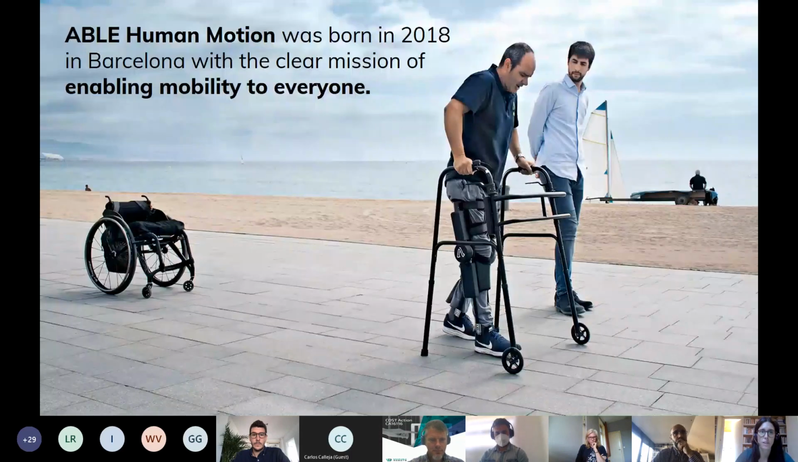First, let me give you a very brief introduction about ABLE. ABLE Human Motion is a startup that was born in Barcelona in 2018 as a spin-off of the Research Center in Bioengineering of the UPC University. Our mission is to enable mobility for everyone through the development of easy-to-use and affordable technology.